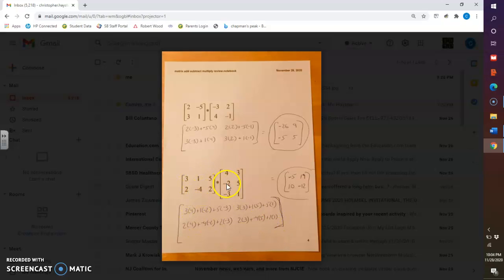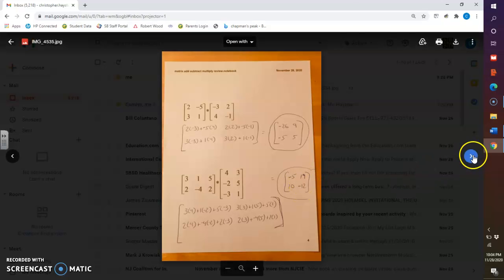2 times 4, negative 4 times negative 2, 2 times negative 3. 2 times 3, negative 4 times 5, and 2 times 1. And now when I clean it up, 12 and negative 2 is 10, and negative 15, negative 5. 9 and 5 is 14, 14 and 5 is 19. 8 and 10 is 18, 18 and negative 8 and 8 is 16, 16 and negative 6 is 10, 6 and negative 20, negative 14, negative 14 and 2, negative 12. And here's my answer.